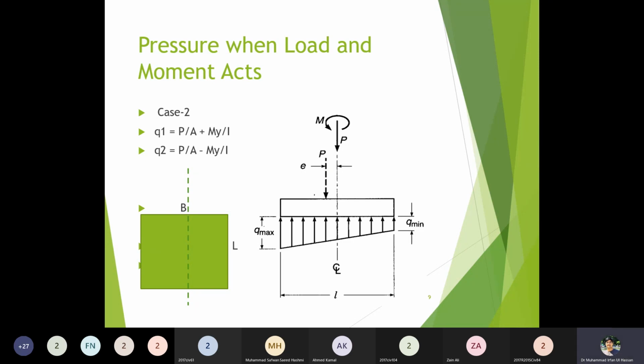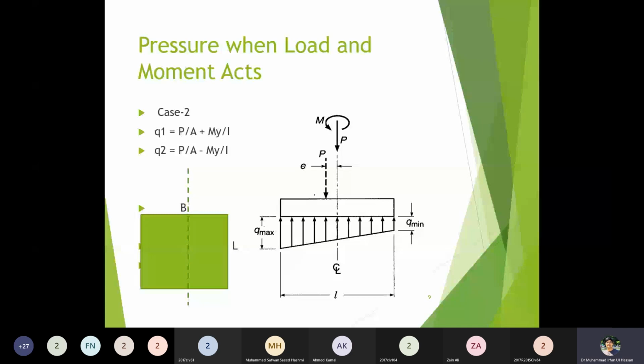Due to the axial downward load, the pressure in the soil is always compressive due to P. But due to the moment, which is acting at the centroid of the footing as shown in this slide, the pressure developed on the left extreme side of the footing is compressive because the moment is acting in the counterclockwise direction, and the pressure developed on the right hand side is a tensile pressure. So it is again My over I, but it is tensile.